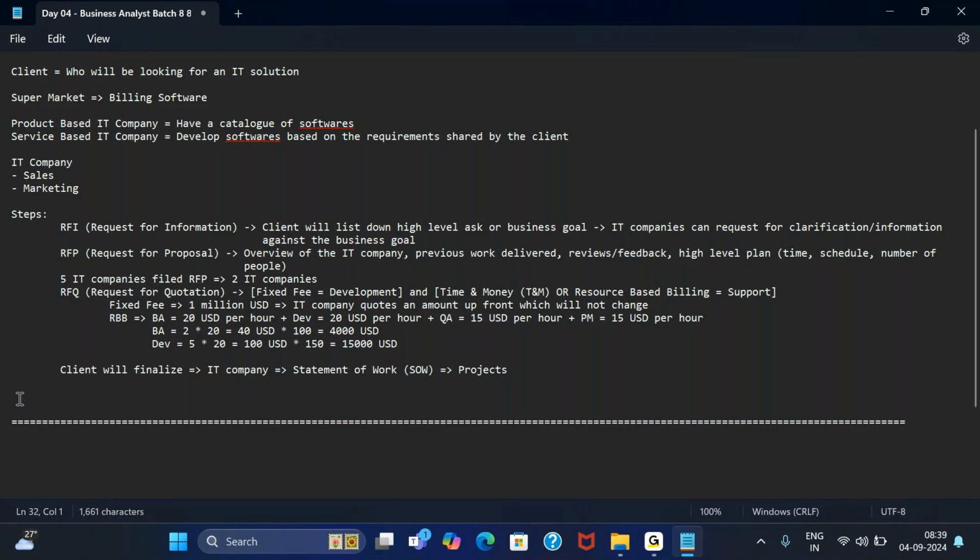Now, before we jump on to other details, tomorrow we are going to cover commonly used terms in the IT industry. So let's understand those terms before we talk about SDLC, the software development lifecycle, because whatever projects we get, we execute those projects based on SDLC. So before we get to the SDLC part, let's understand the commonly used terms in the IT industry.